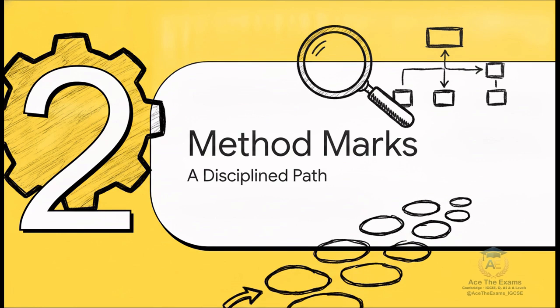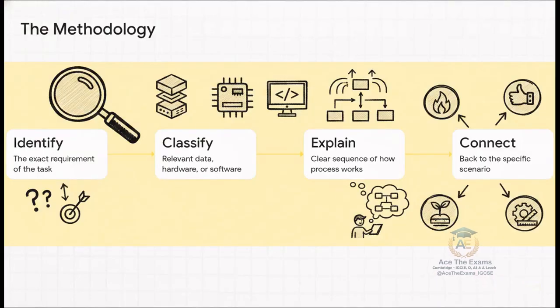Okay, let's look at the framework that top students use to structure their computer science answers and dominate the assessment objectives. If the trap is generic definitions, this 4-step sequence is your escape. And this brilliantly illustrates how the PEEL framework, point, evidence, explanation, link, maps perfectly onto computer science. Step 1, identify the exact requirement. That's your point. Step 2, classify the relevant element.